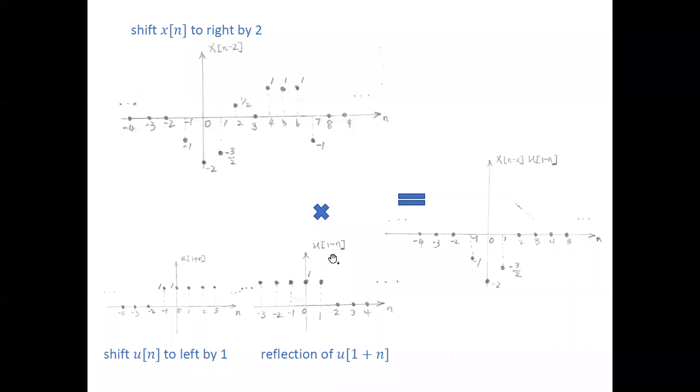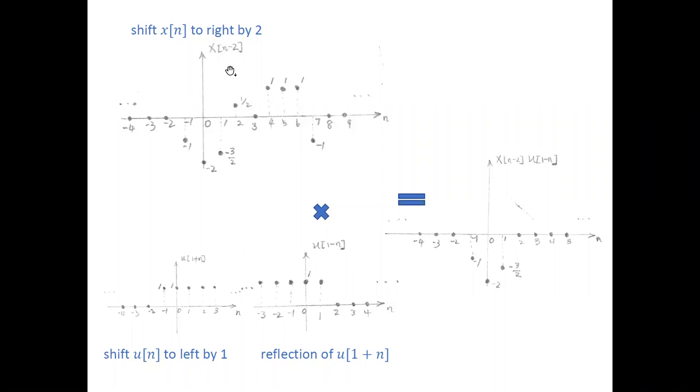So changing from plus n to minus n, we are doing a time reflection. Please note that the time reflection of this one is this. Originally it jumps at n equals minus 1 and extends to the right. Now it jumps at n equals 1 and extends to the left. So this is a time reflection of u[1+n].